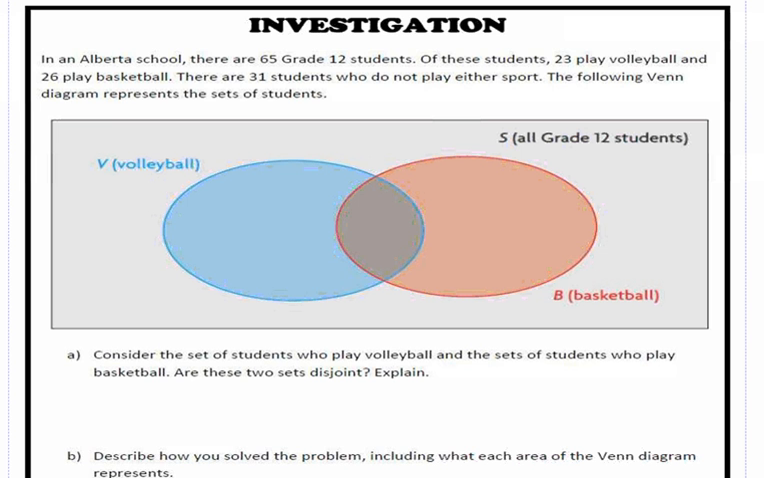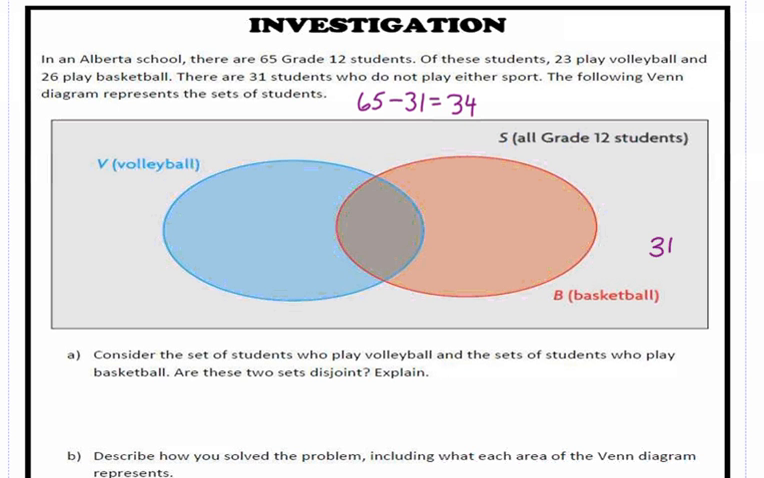So let's think. How many people do not play sports? 31. 31 don't, so we're going to put that on the outside. So how many total students are being interviewed? 65. So how can we figure out how many play sports? 65 minus 31 gives you how much? 34. So we know 34 play volleyball and/or basketball.